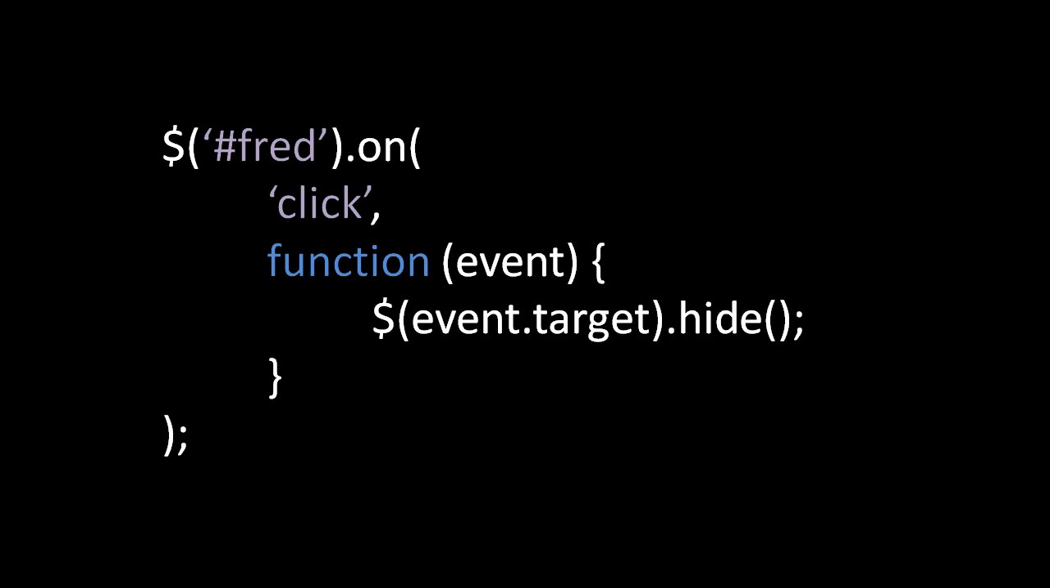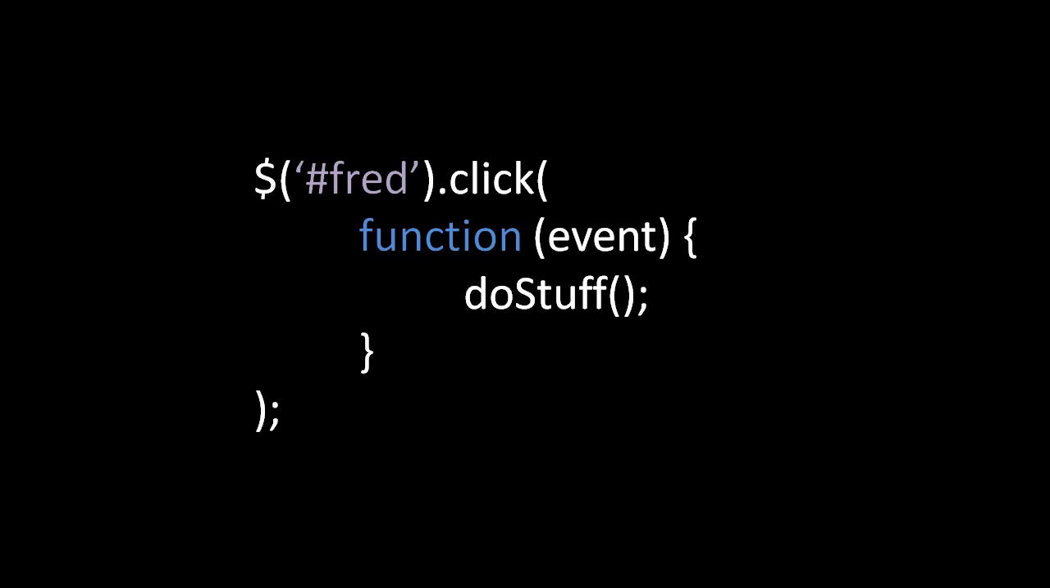Now, as a further convenience, jQuery includes more succinct methods for registering handlers on the more commonly used event types, such as click. So there is a click method which takes simply a single function argument, which is the handler to register for the click event on the set of elements in the jQuery object.